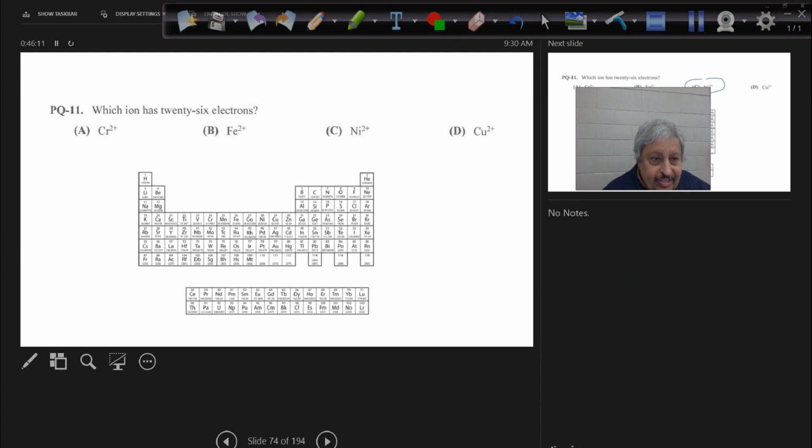Which ion has 26 electrons? This is very simple, but you have to watch for the charges. So which one has the 20? Which one has 20? 26, not 20, 26 electrons. Which one?